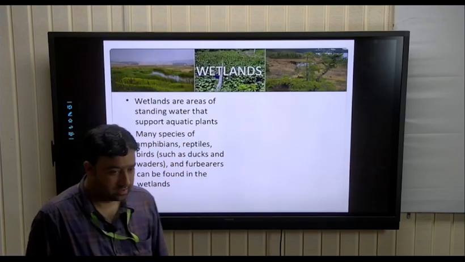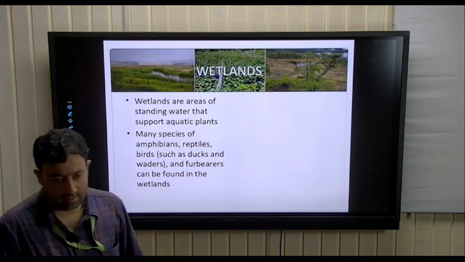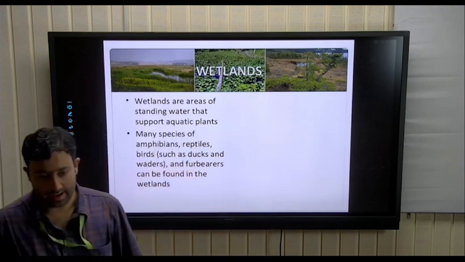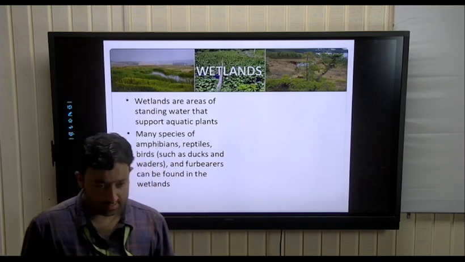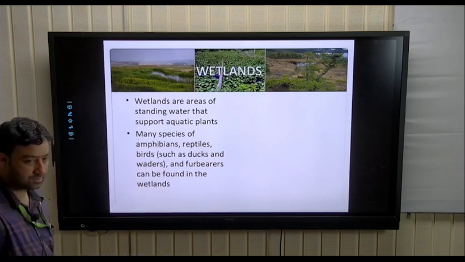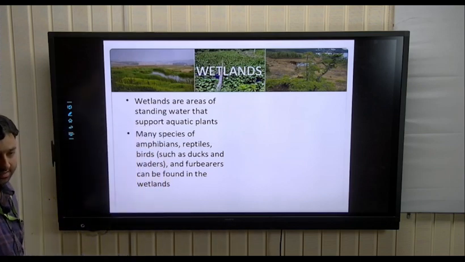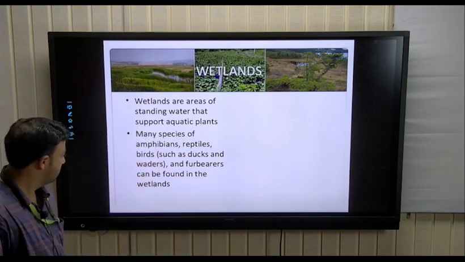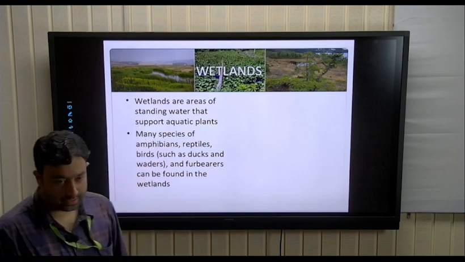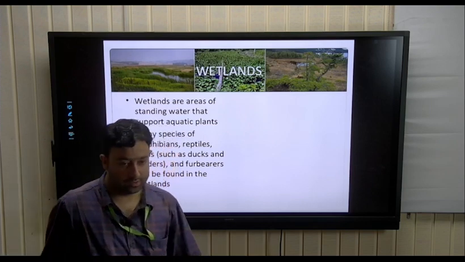Wetlands are areas of standing water that support aquatic plants. That means these areas are areas of standing water that support aquatic plants, whether they are swamps or muddy areas, and many species of amphibians, reptiles, and birds can be found in the wetlands.